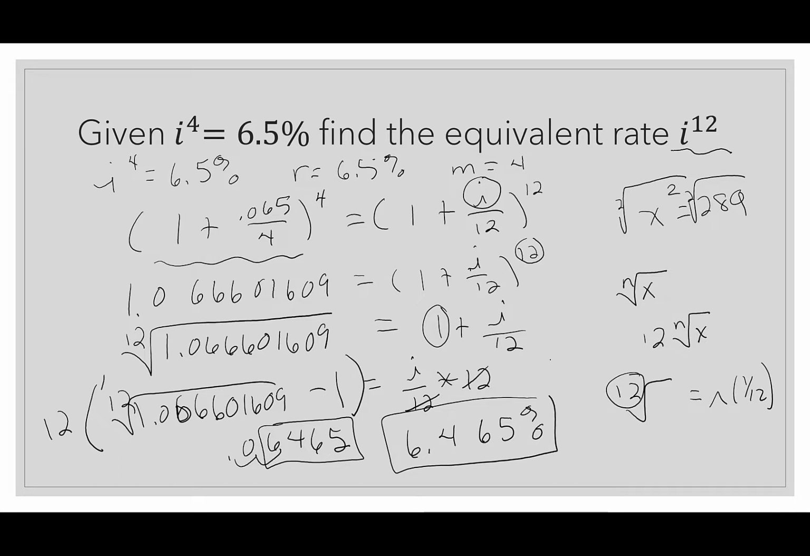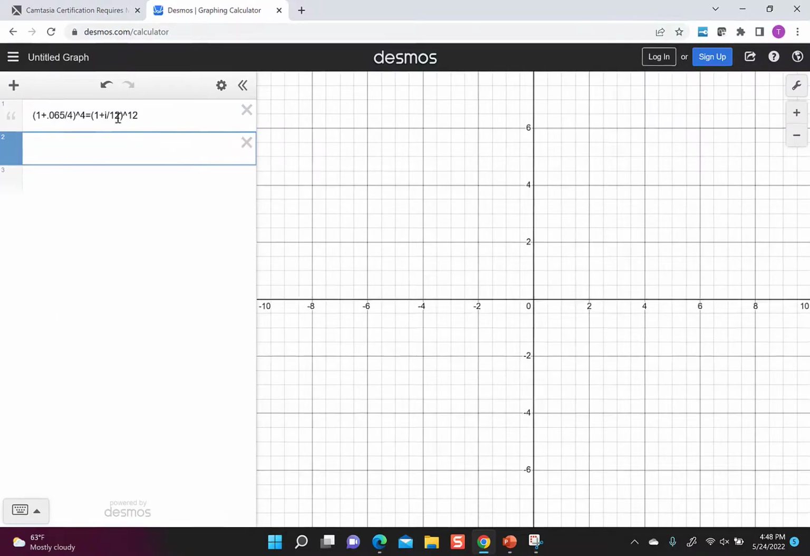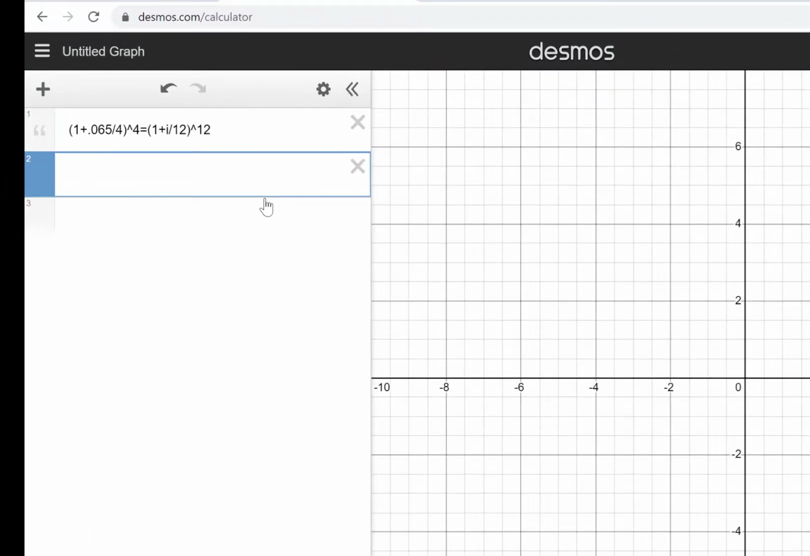Let me step you through in the calculator with what that looks like. I will probably show you a bunch of steps on that. So I put a little note up here so we can just see what we are trying to do. We're trying to do the 1 plus 0.065 over 4 to the fourth. This is 1 plus i over 12 to the 12.